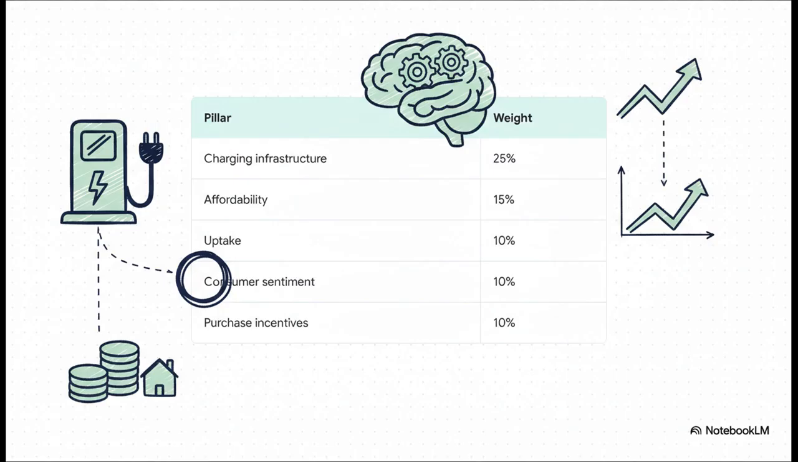That final score isn't just one number. It's a composite score, built from a bunch of different variables that are all grouped into these pillars. And look at how they're weighted. Charging infrastructure, which we all know is a huge deal for consumers, makes up a full quarter of the entire score. Then you have affordability at 15%. Each one of these pillars is its own variable, and each has been meticulously coded and measured.